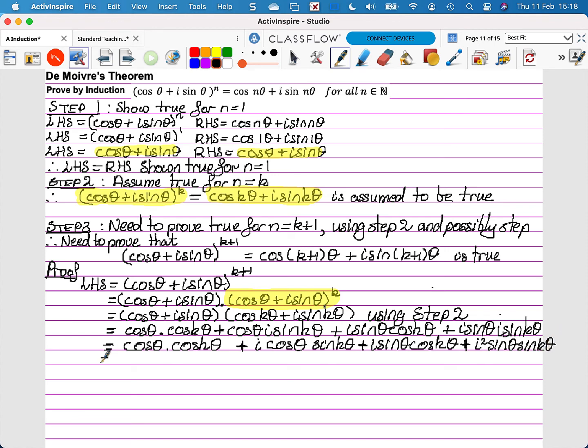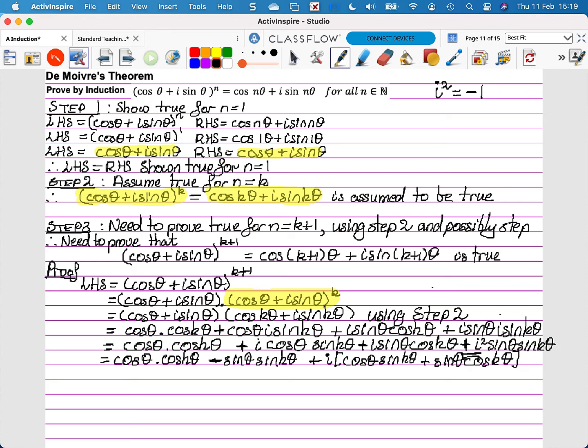Now, one more bit of tidying up. So this is now going to be cos theta times cos k theta. Now, I squared, because we know from complex numbers that I squared can be replaced by minus 1. So plus I squared becomes minus 1. So I'm going to write minus sine theta on sine k theta. And then I'm going to do plus I, and I'm going to factorize the I out. So I've got, for the next pair, cos theta sine k theta plus sine theta on cos k theta, close bracket.